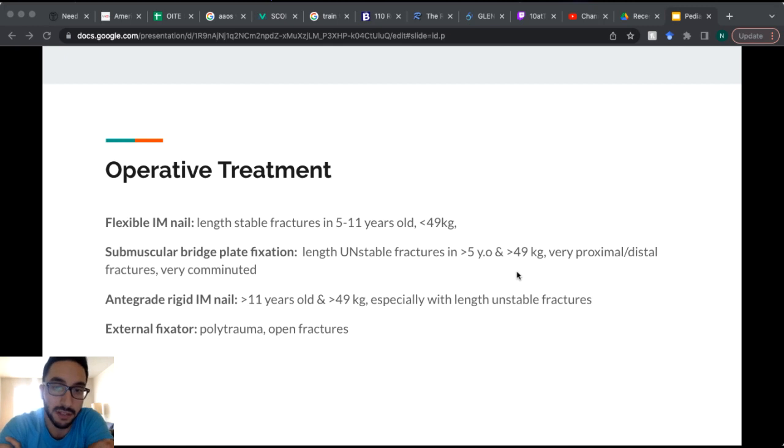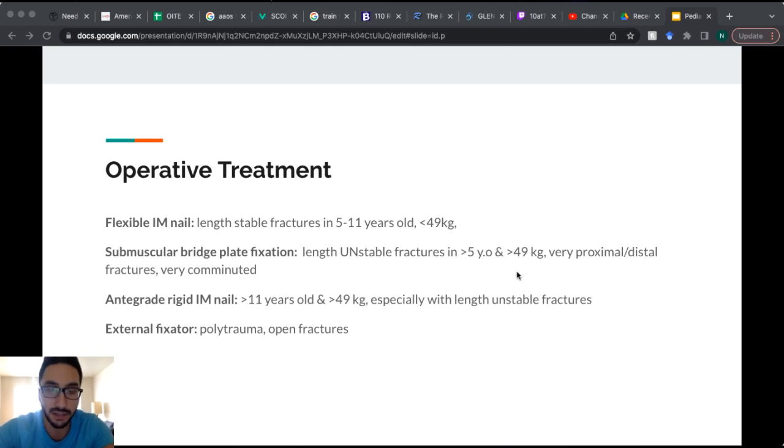In terms of flexible IM nail indications, they're going to be used in length stable fractures in 5 to 11 year olds, in patients that are less than 49 kilograms or 100 pounds. For submuscular bridge plate fixation, they're going to be used in length unstable fractures in patients greater than 5 and greater than 49 kgs, as well as comminuted or very proximal or distal femur fractures. Antegrade rigid nailing is used in patients greater than 11 years old, greater than 49 kgs, especially in length unstable fractures.